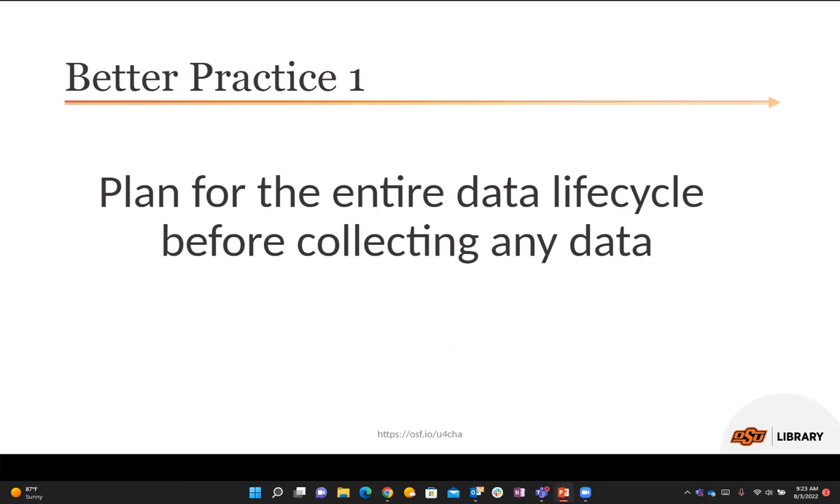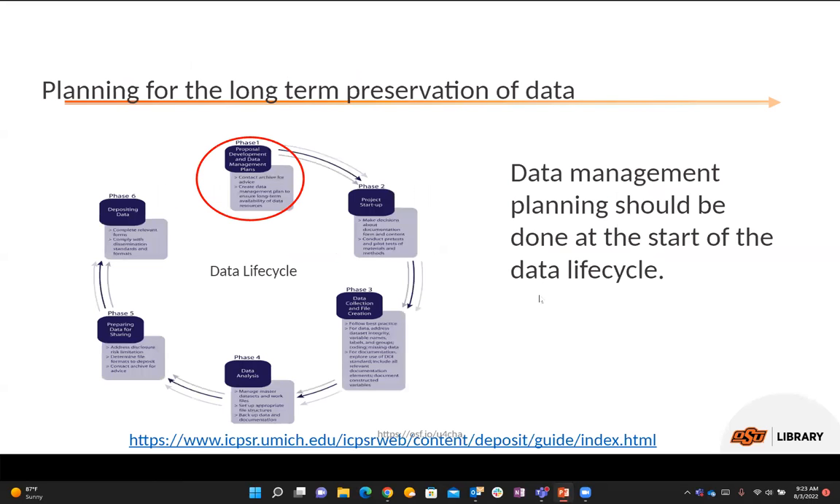So our first issue here, better practice one, is plan for the entire data life cycle before collecting any data. Okay, so first let's talk about what we mean by data life cycle. This is a context that is convenient, but not necessarily entirely correct. We think of it as here's our proposal development and planning stage, okay? And this is where you need to be thinking about your data management planning. But the next phase is project startup. And here you're going to go to your preliminary experiments or making some decisions about some of the documentation and so on.